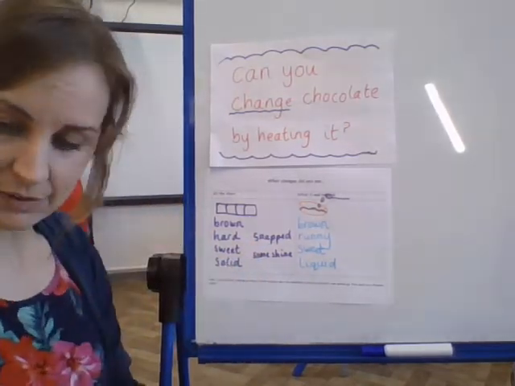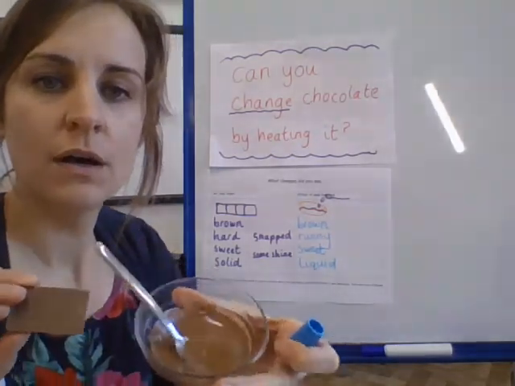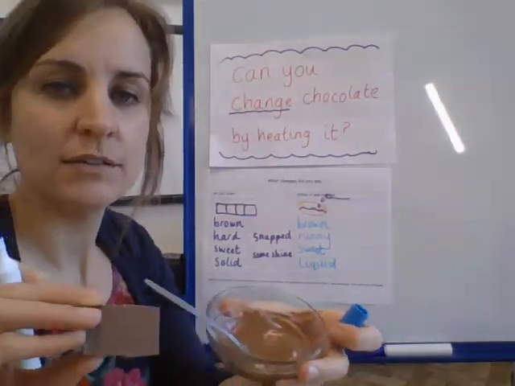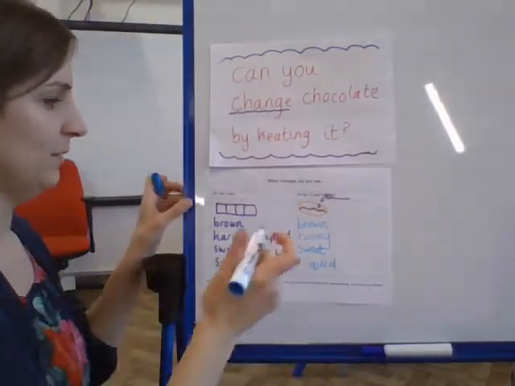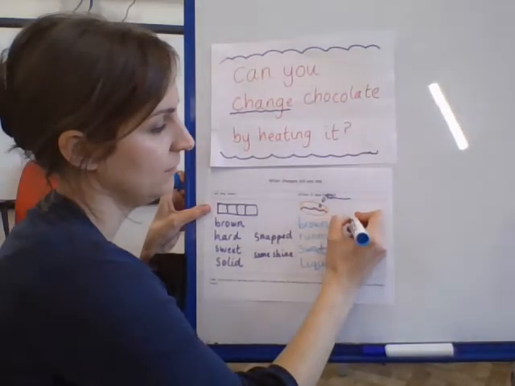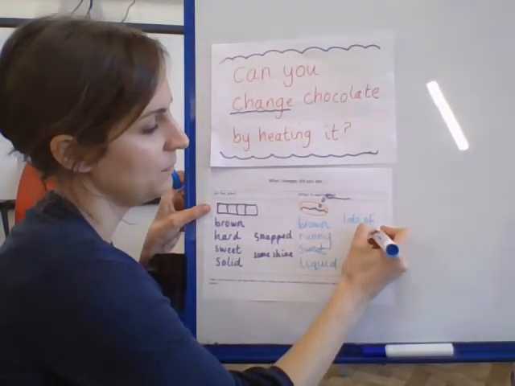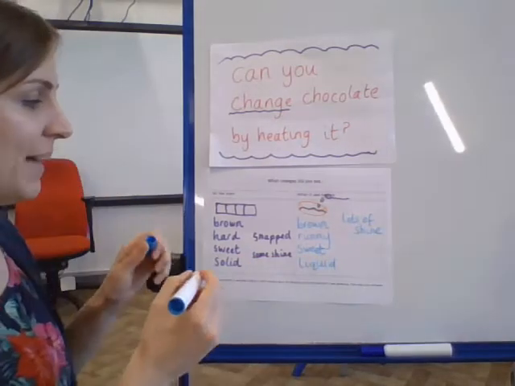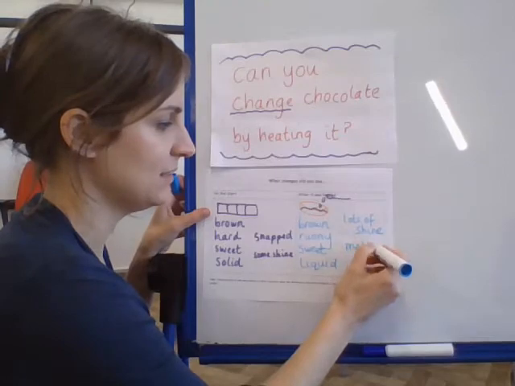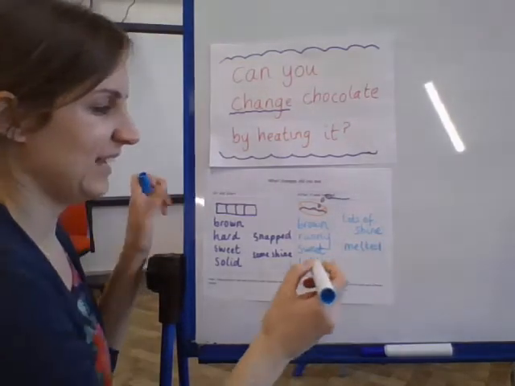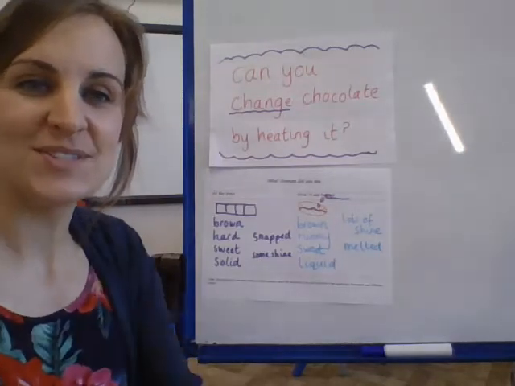And if I look at it now, actually, if I compare it with some of the dry chocolate, which one is shinier? Can you see the light on it? Yeah. I'm going to put lots of shine. Because when it's being heated up and it melts, in fact, I might put that word here, melted, it becomes shinier.